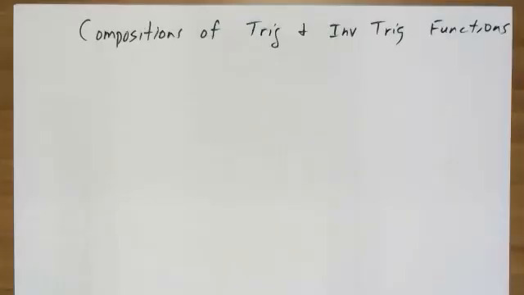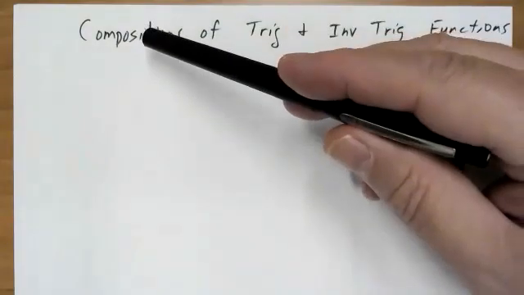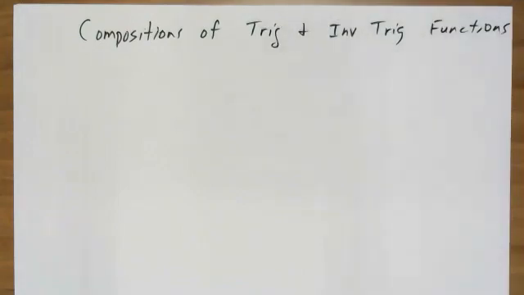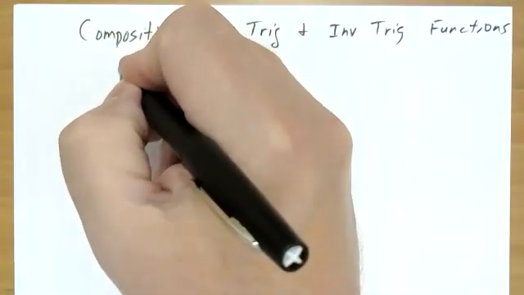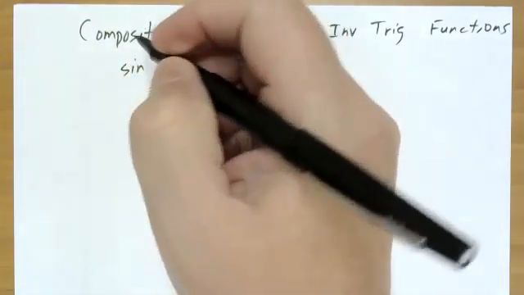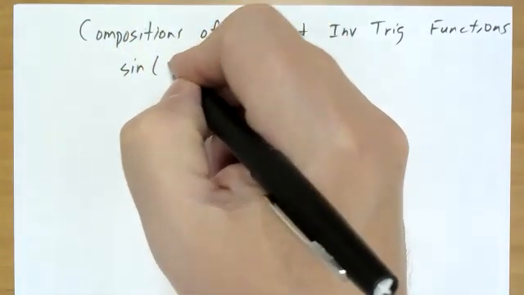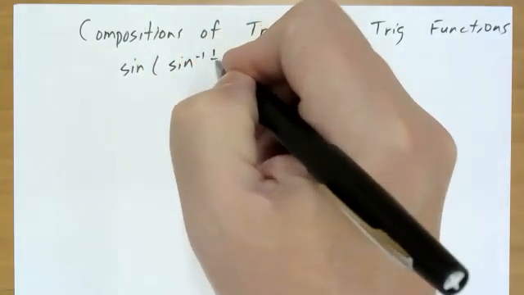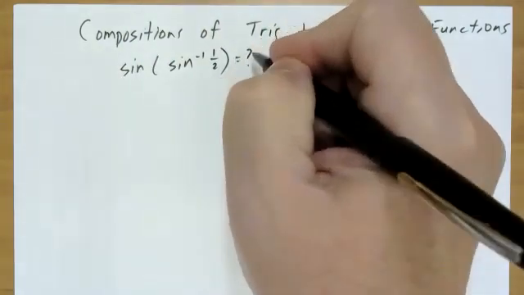I want to take a few minutes and talk about one of the more, I think, confusing topics when we're looking at inverse trig functions, and that is the compositions of trig and inverse trig functions. So let me just write down a couple quick examples of the kinds of problems I'm talking about. In a minute, we're going to look at something like this: the sine of the inverse sine of 1/2.